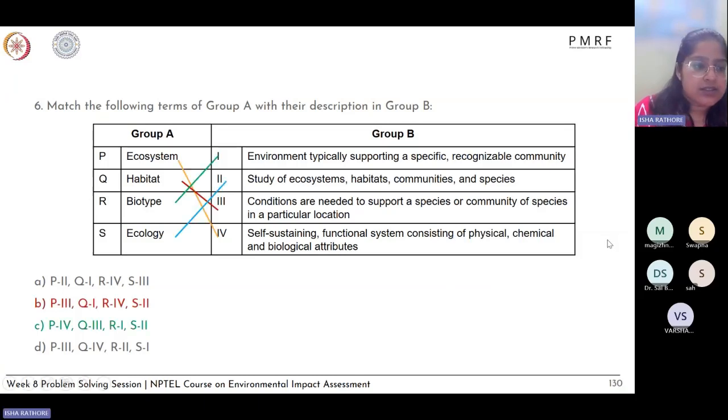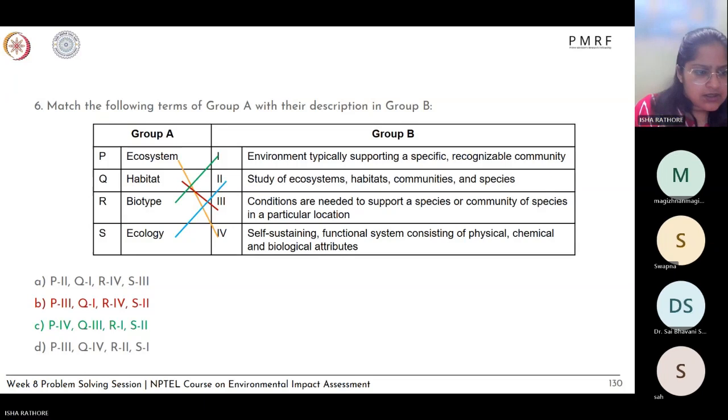Okay, so the correct answer is C, that is, ecosystem is a self-sustaining functional system consisting of physical, chemical, and biological attributes. So P matches with 4. Then habitat are conditions that are needed to support a species or community of species in a particular location. So Q matches with 3. Then biotype is the environment typically supporting a specific recognizable community. So R matches with 1. And ecology is the study of ecosystems, habitats, communities, and species. So S matches with 2.